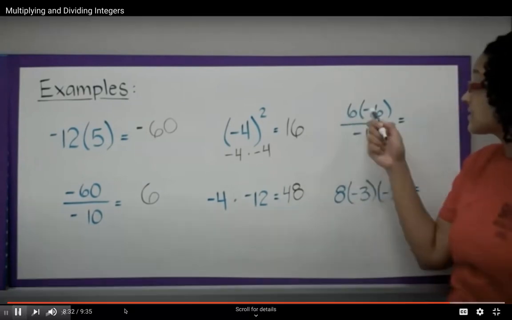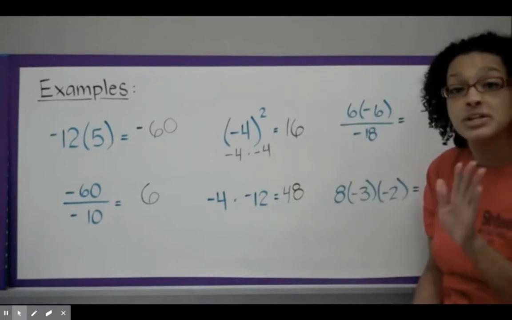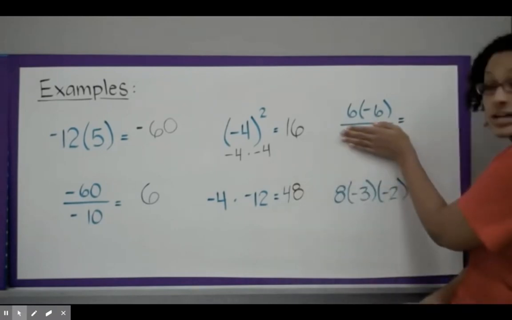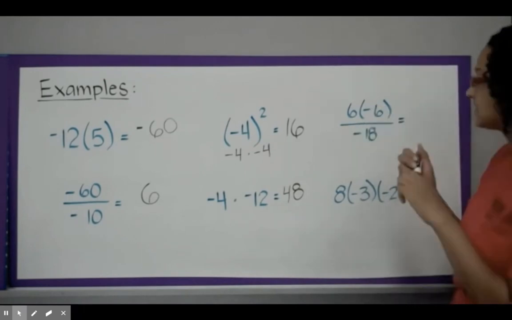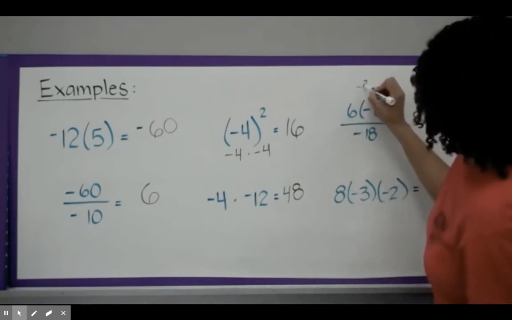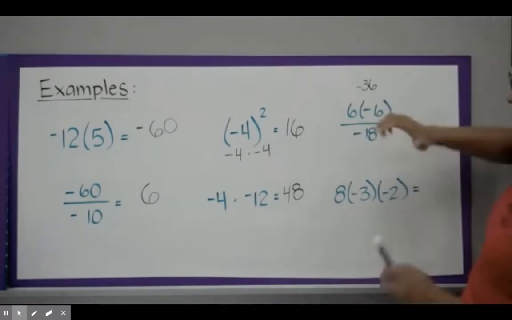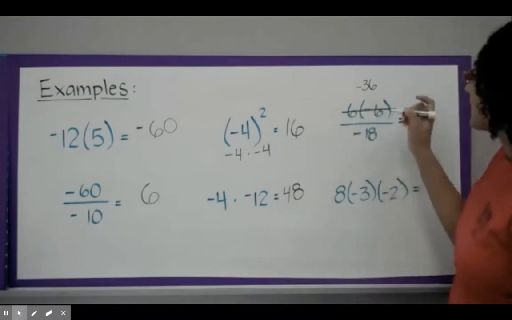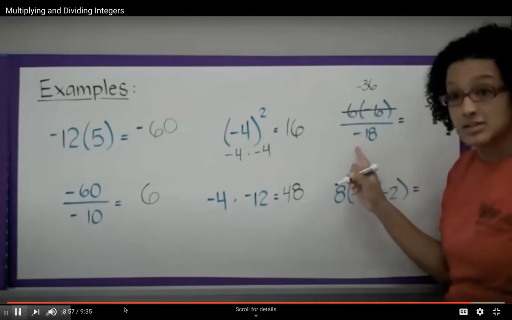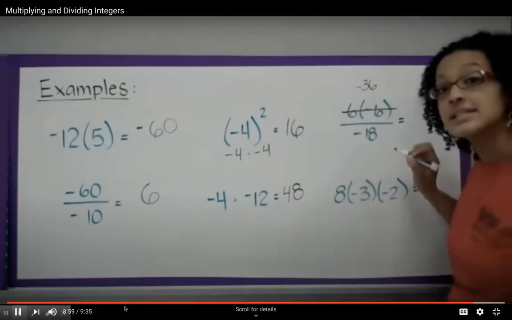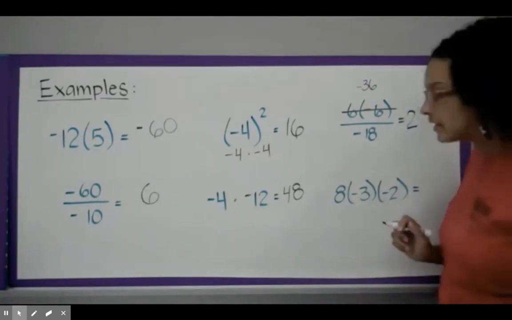All right, what about when I have three numbers? I've got 6, negative 6, and negative 18. How I'm going to do this is I'm only going to look at two numbers at a time. So let's start on the top with the numerator. 6 times negative 6 is a negative 36. They have different signs, so it's going to be negative. So then, negative 36 divided by negative 18, they have the same sign, so it's going to be positive. 36 divided by 18 is 2.